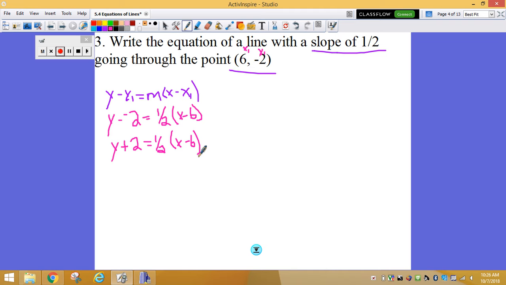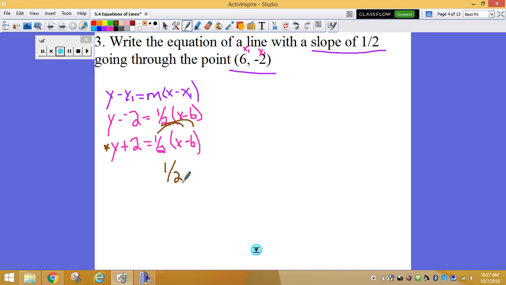So your answer for point slope is right here. y plus 2 equals 1/2, and then in parentheses, x minus 6. So that's your answer for point slope. I'm going to go ahead and solve it from here instead of rewriting it. So this is point slope. Make note, okay? So now I'm going to distribute to get slope intercept.